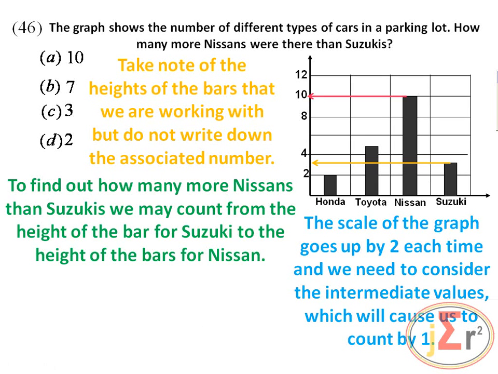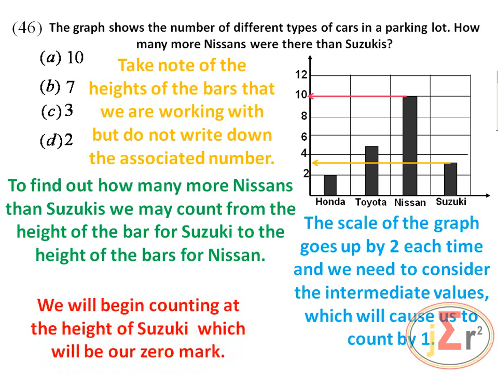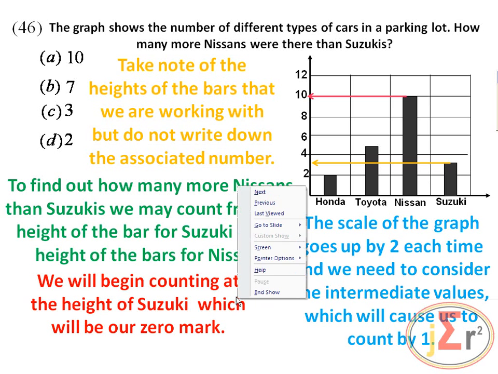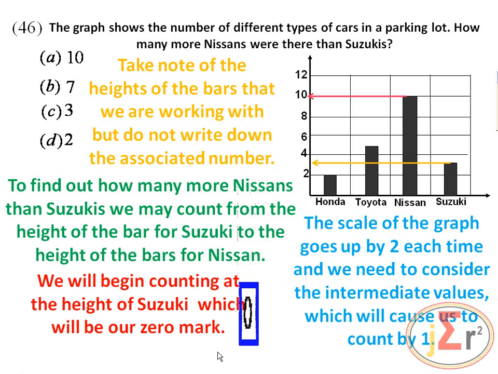So we are seeing that it goes up by 2 each time. Right? It goes up by 2 each time. What do we need? We will begin counting at the height of Suzuki, which will be our 0 mark. Where Suzuki is will be our 0 mark. So 0 will go right there, and we'll count up. Here goes.